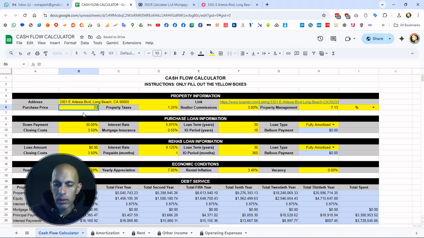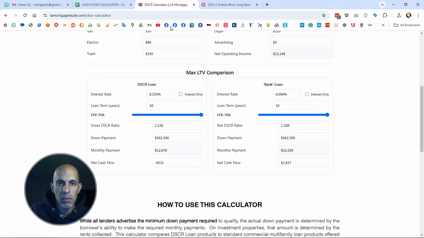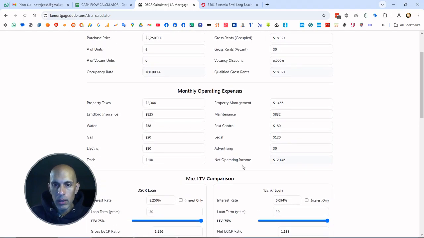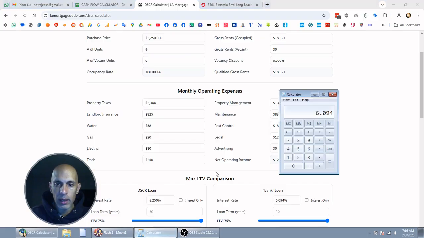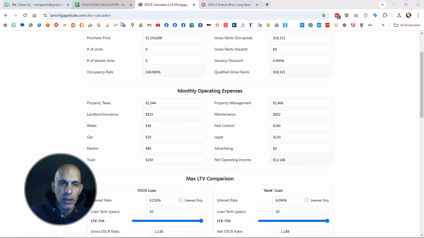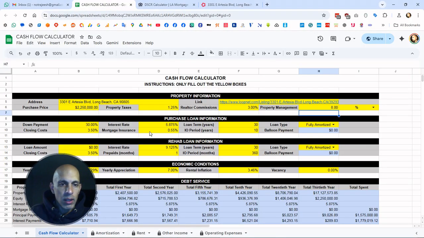And let's see, purchase price, property taxes 1.2%, realtor commissions. I had 8% on property management here. And an easy way to tell that is to go 1466 divided by 18321, which is gross rents, and multiply that by 100. So you are at an 8% property management fee. We are putting 25% down here.